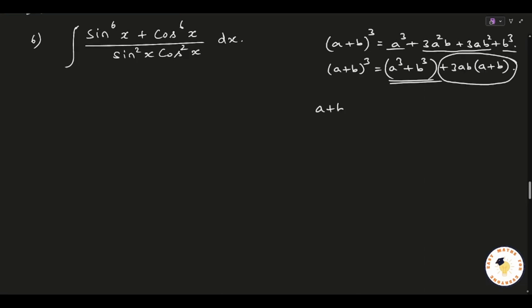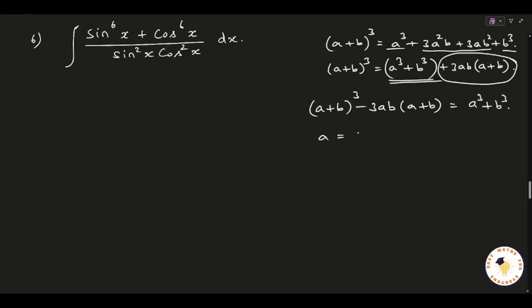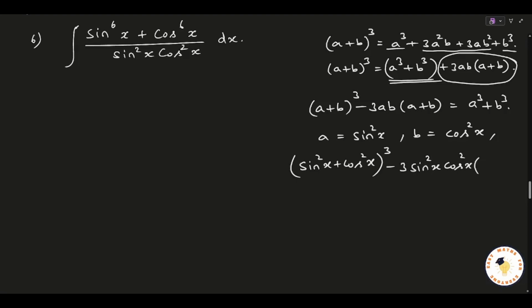So we will be getting a plus b whole cube minus 3ab into a plus b equal to a cube plus b cube. So replacing a with sin square x and b with cos square x, we get sin square x plus cos square x whole power 3 minus 3 into a is sin square x, b is cos square x, into a plus b will be sin square x plus cos square x equal to a cube plus b cube.